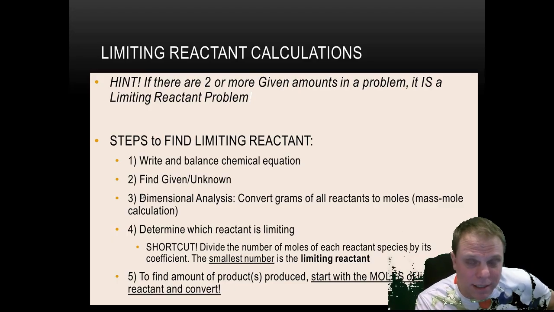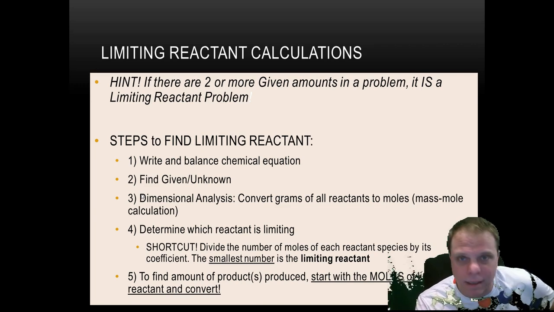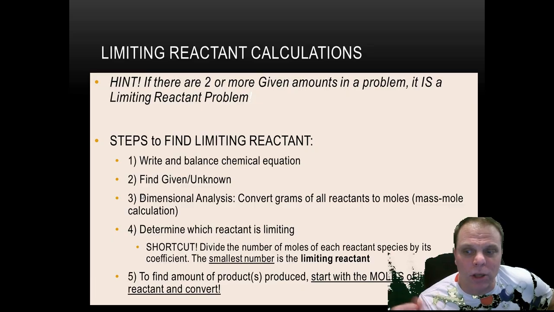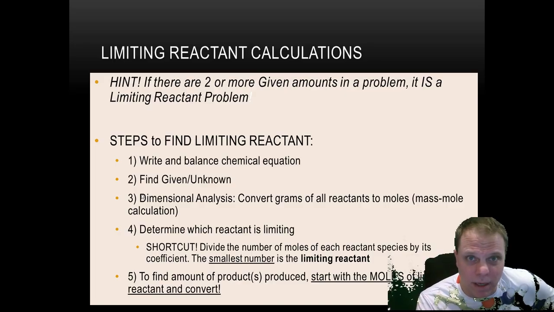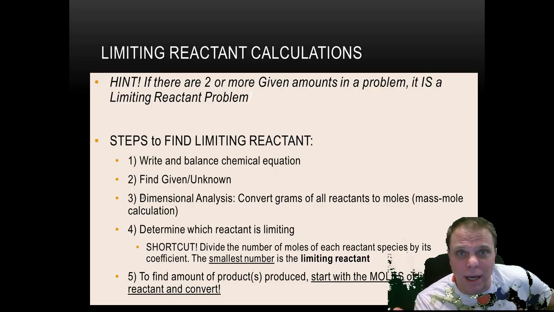All right. And then you'll notice here we have a little shortcut. It says determine which reactant is limiting. It says shortcut, divide the number of moles of each reactant species by its coefficient. So let's say you had 2H2O, and then you had 1 mole of H2O. So you would divide that 1 mole of H2O by its coefficient, which in this case would have been a 2. And if you do this, it's a little shortcut, then the smallest number is going to be the limiting reactant.